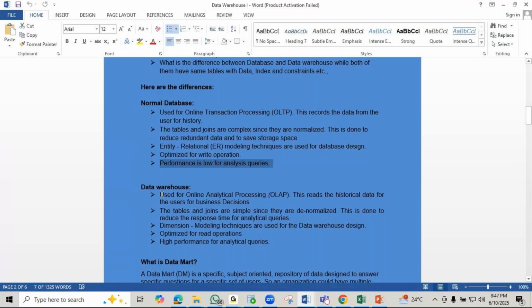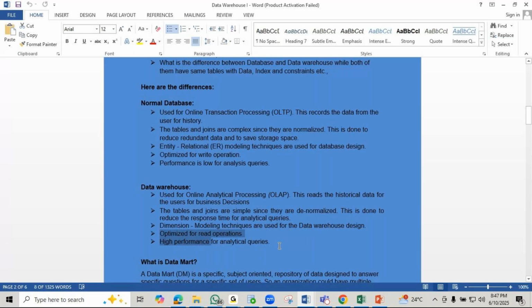But what about the data warehouse? The data warehouse is used for OLAP. Here the tables and joins are simple. It follows dimensional modeling. It is optimized for read operations, and the performance is very high for analytical queries, guys.